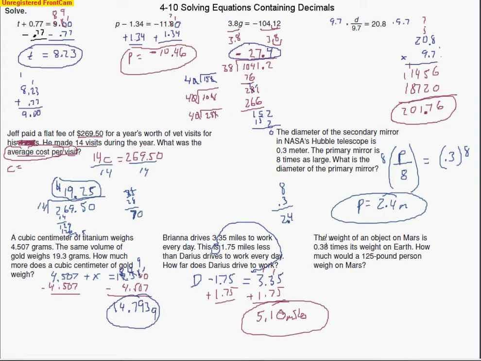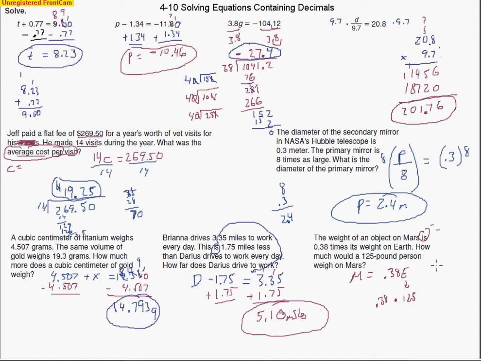Last one here, it says the weight of an object on Mars is 38 hundredths times its weight on Earth. So if I was to write an equation for that, it would be Mars equals 38 hundredths times the weight on Earth. So the weight on Mars equals, because it says is, equals 38 hundredths times its weight on Earth. How much would a 125-pound person weigh on Mars? We don't know, so that's what I know. Let's put the 125 in place of E, and then times 38 hundredths.